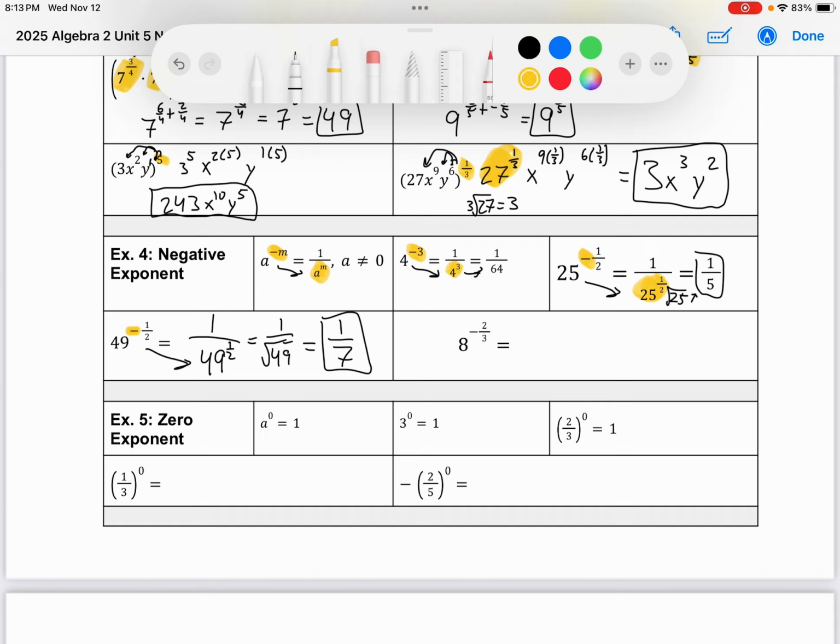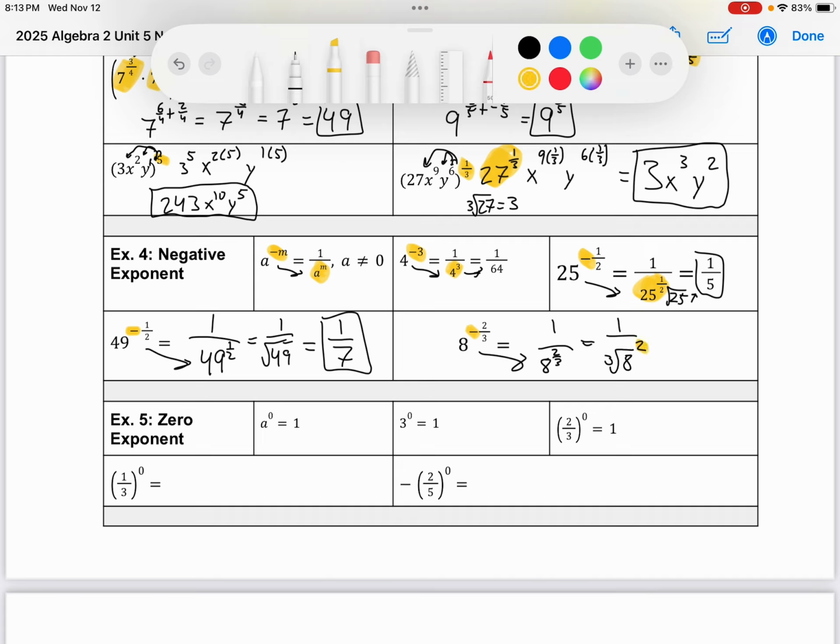So similar thing here, we have 8 to the power of negative 2/3. Because that is a negative number, it's going to take it to the bottom of the fraction here. So we'll have 1 over 8 to the power of 2/3. Okay, let's see if we can simplify that more. We'd have 1 over the third root of 8 squared.